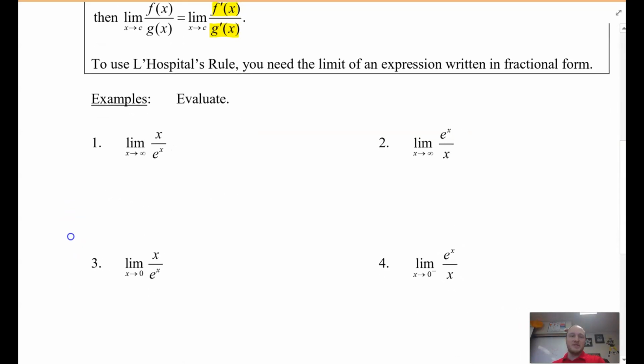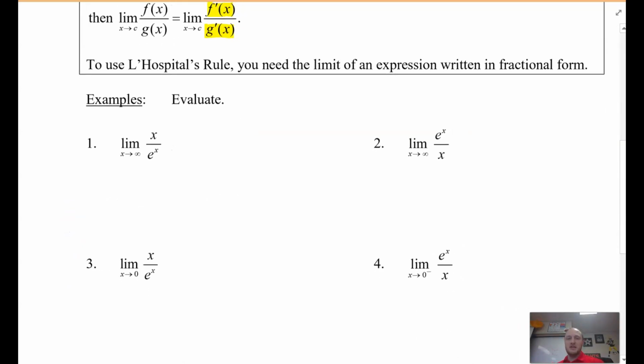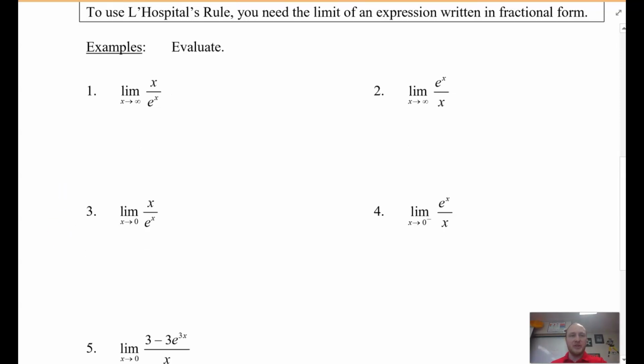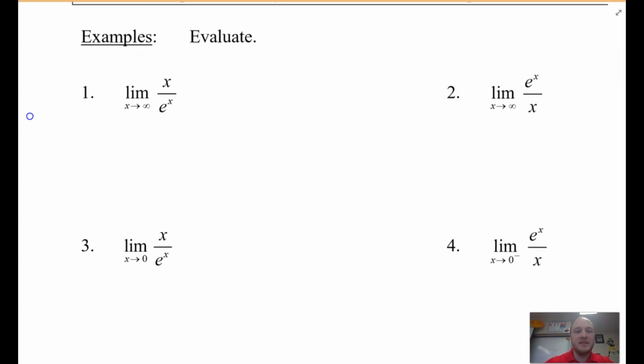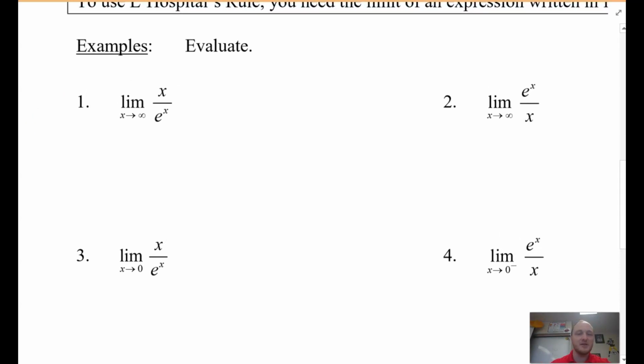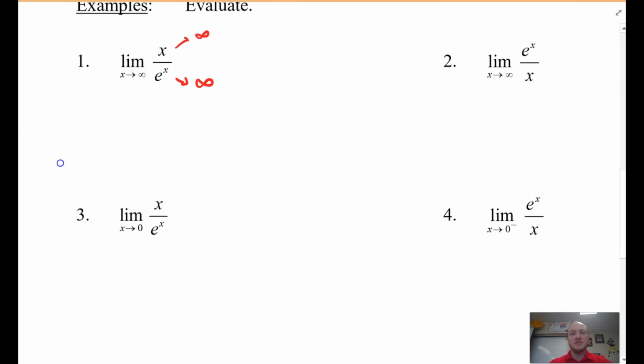To use L'Hopital's rule, you need the limit of an expression written in fractional form. So here we go, we're going to apply L'Hopital's rule, and we have the limit as x goes to infinity of x over e to the x. If I plug in infinity, then this is infinity, and if I plug in infinity here, e to the power of infinity, that is also infinity. So notice that is indeterminate form.